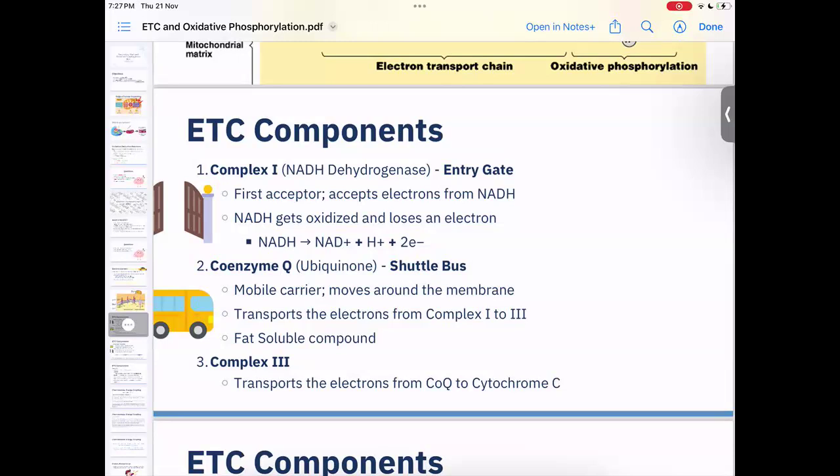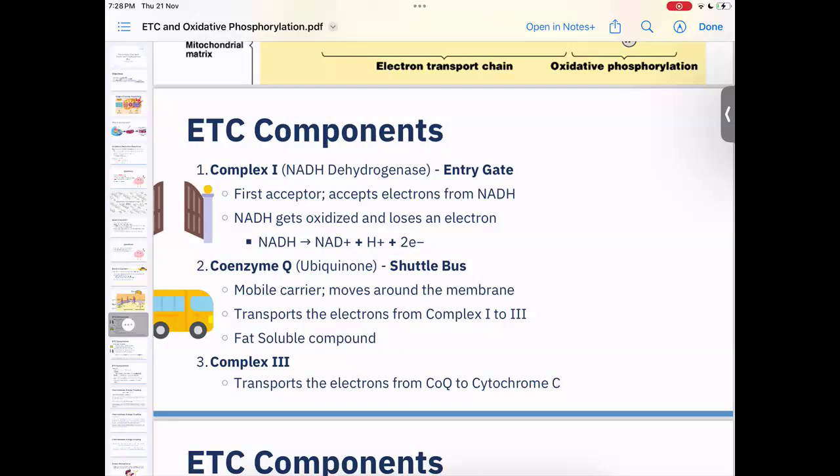Now, guys, know the names, coenzyme Q or ubiquinone, because a question can say coenzyme Q, or it can even say ubiquinone. So they can ask you about the same thing, but with two different names. So know both of them. Now, coenzyme Q is like our shuttle bus. It's not a complex, it's just there in the middle. It is able to move around the bilayer, and it carries the electrons and makes sure they go to complex 3.